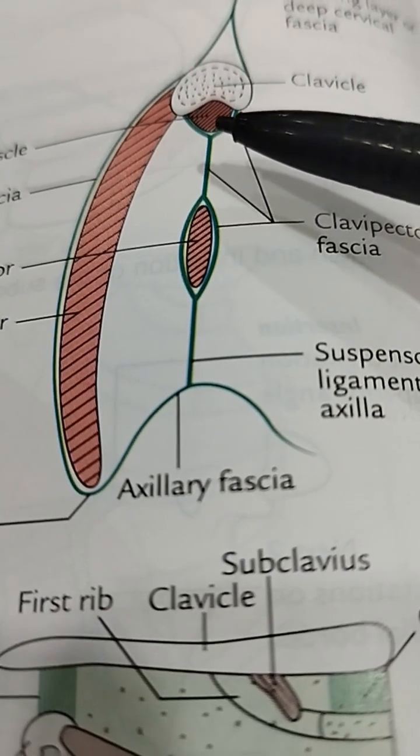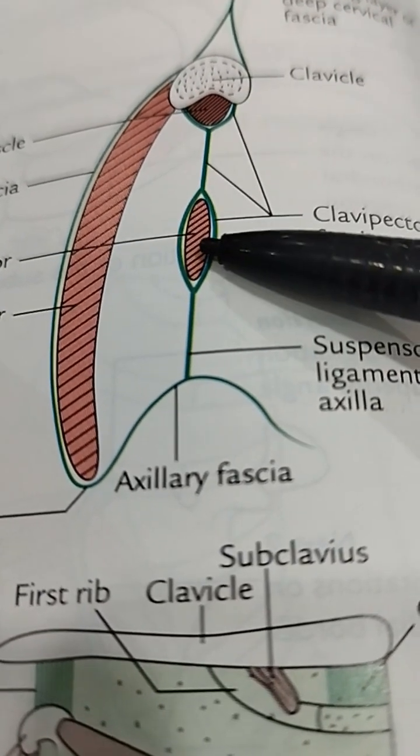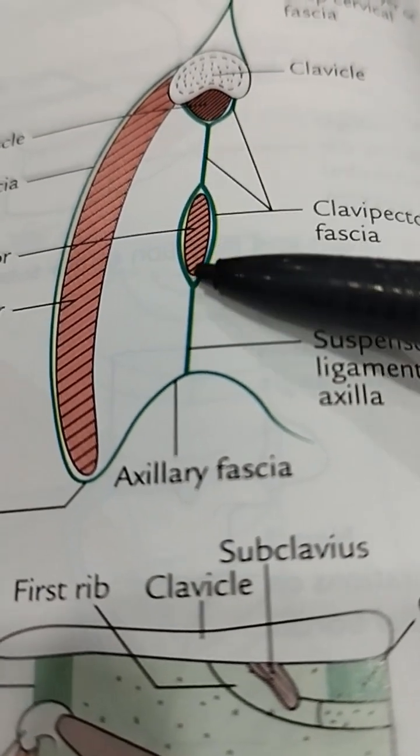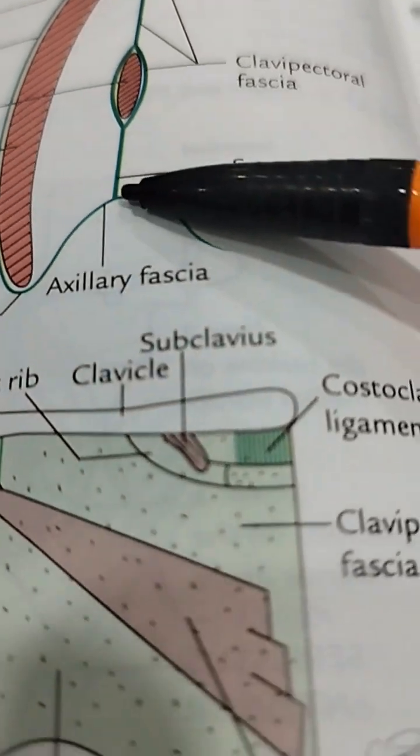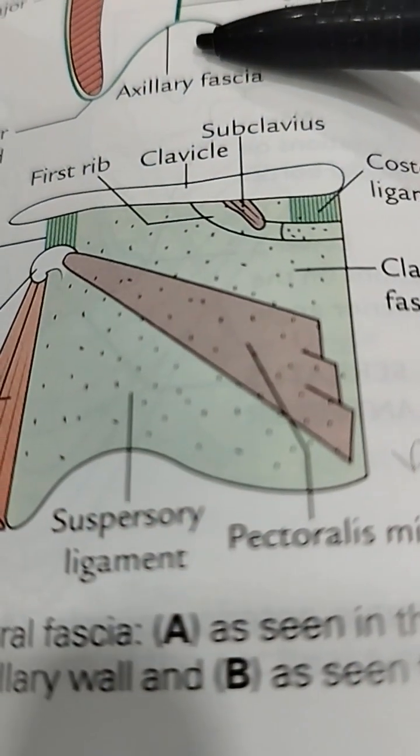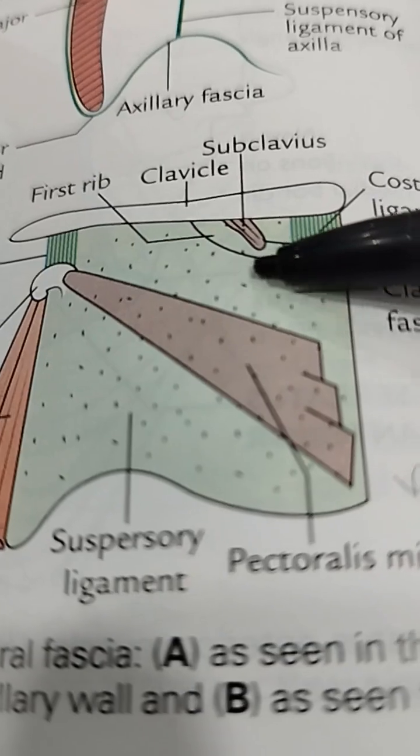that's why we are calling it the clavipectoral fascia. In this fascia, some structures are piercing. See here, how the fascia extends.